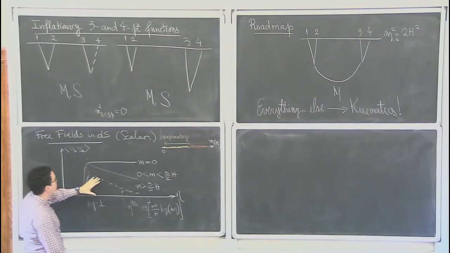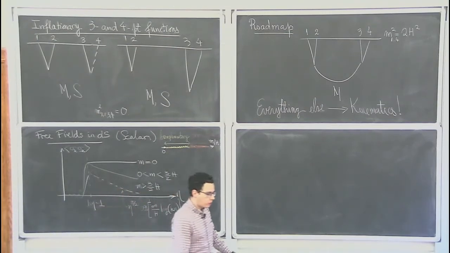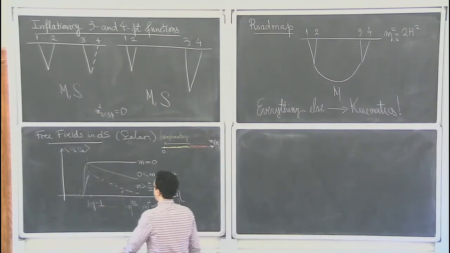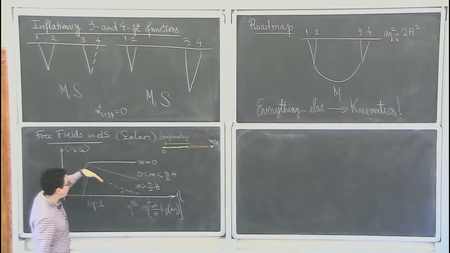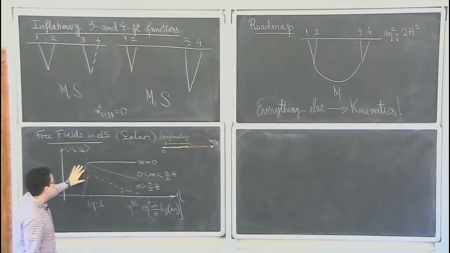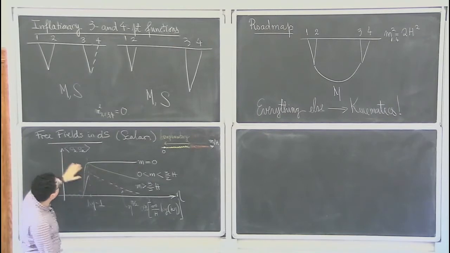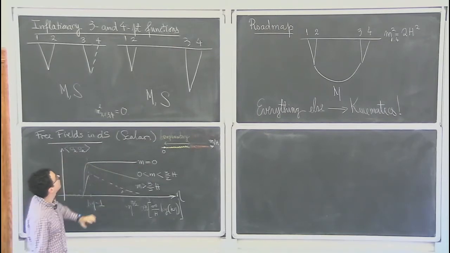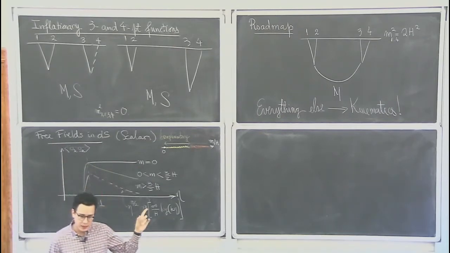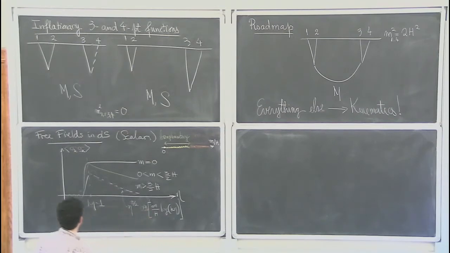So even if there are other massive fields around during inflation, once they exit the horizon, their amplitude decays. So the only way to detect them is through the indirect imprints that they leave on the massless correlators. Okay?